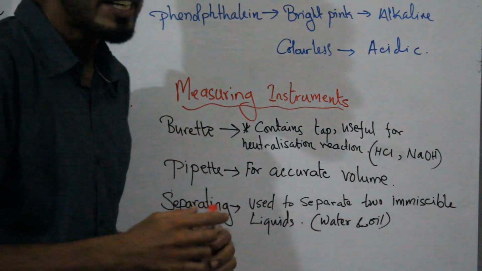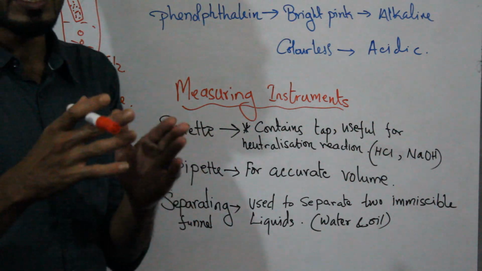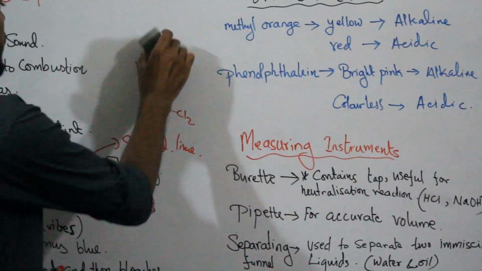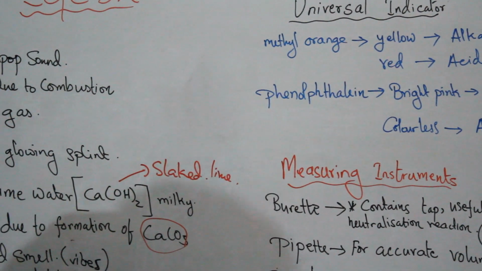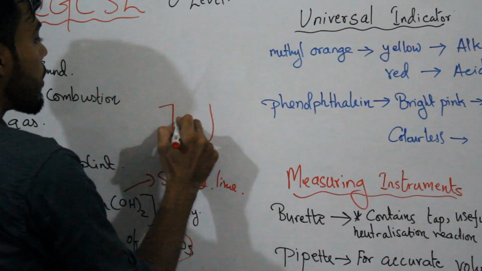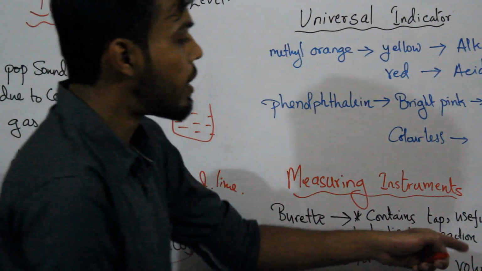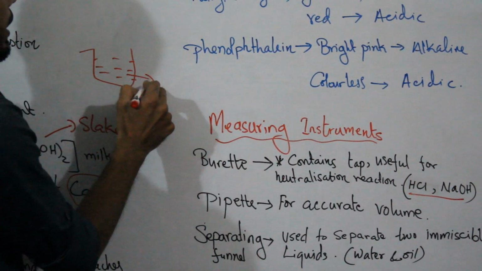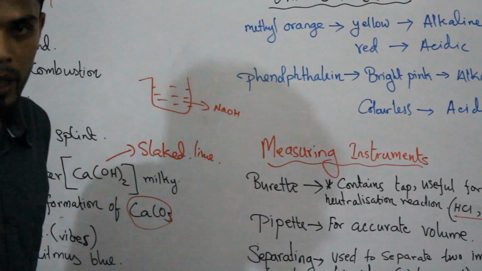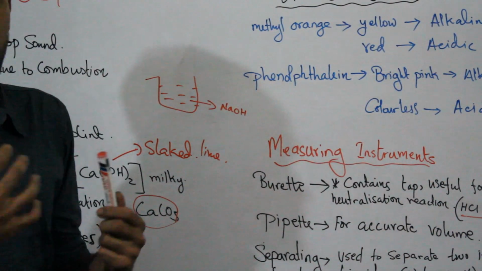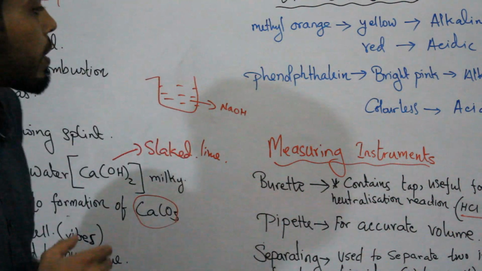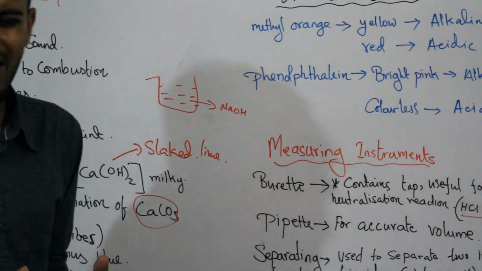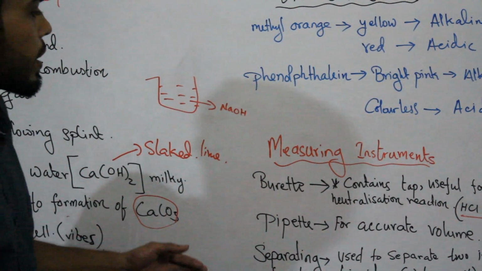What is a burette? A burette contains a tap. It is basically used in a neutralization reaction. What do you mean by neutralization reaction? Neutralization reaction means there is a beaker. Suppose I give an example, HCl and NaOH. If there is NaOH here, what will be here? NaOH. Now we just want to know when the end point is. End point means after the neutralization reaction, when the solution becomes acidic. You don't have to know that in detail now; in A-levels you don't need it.